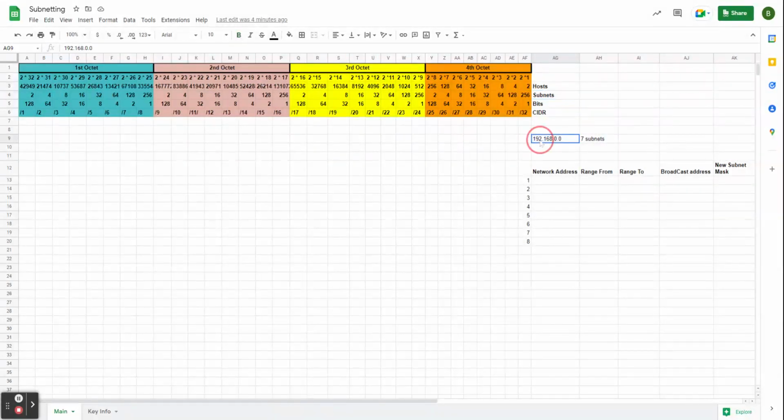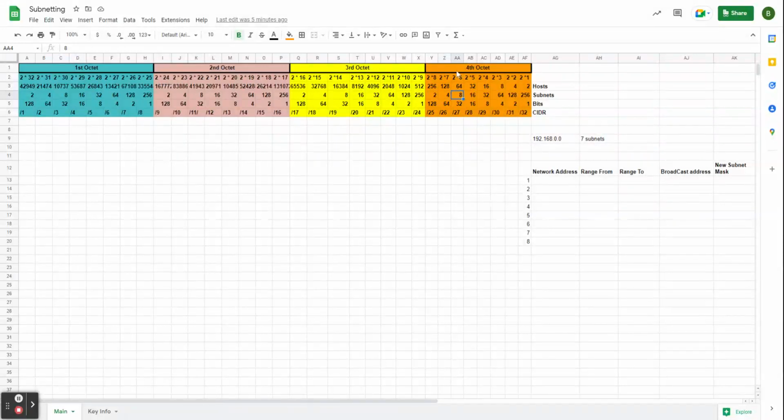Okay, so let's get into a sample question. Here's the question. Our ISP has given us the IP address of 192.168.0.0, and we want to break it up into 7 subnets. I'm dealing with this fourth octet here because I can identify that it's a Class C network. So I go across this line here for selecting how many networks I need. 2 is not enough, 4 is not enough, but 8 is enough.